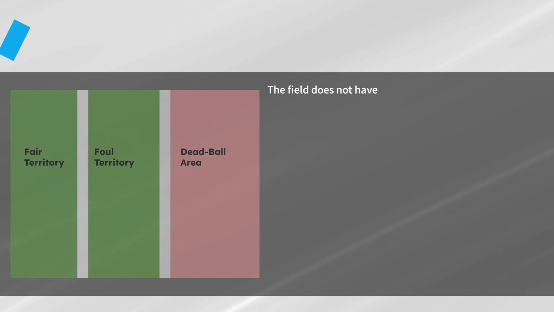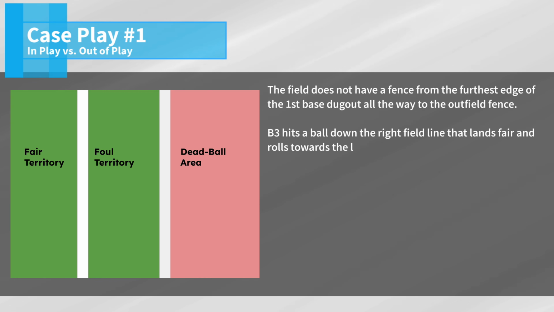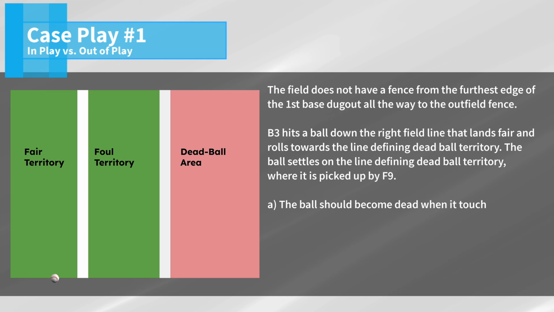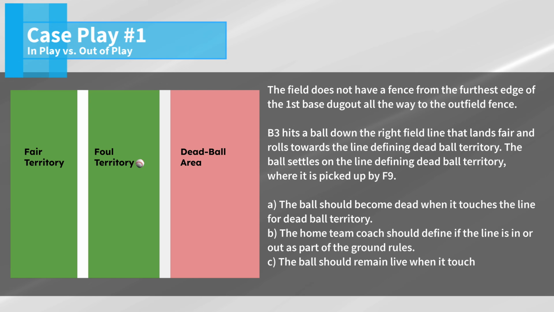Case play number 1. The field does not have a fence from the furthest edge of the first base dugout all the way to the outfield fence. B3 hits a ball down the right field line that lands fair and rolls toward the line defining dead ball territory. The ball settles on the line defining dead ball territory where it is picked up by F9.